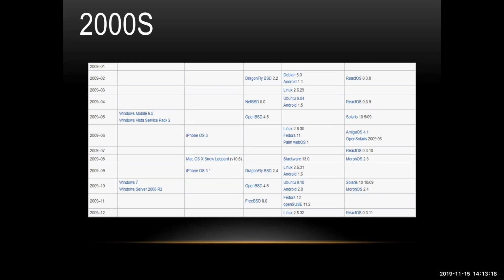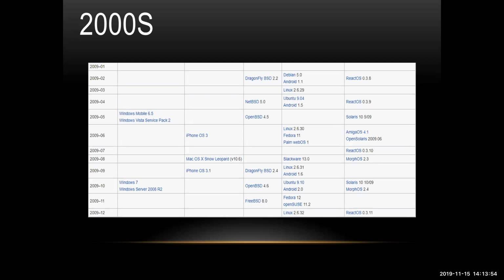Then we had iPhone OS 3.1, and then DragonFly BSD 2.4, and then Linux 2.6.31, and then Android 1.6. And then October 2009, Windows 7 was released together with Windows Server 2008 R2. And then OpenBSD 4.6, Ubuntu 9.10, Android 2.0, Solaris 10/09, and then lastly MorphOS 2.4.